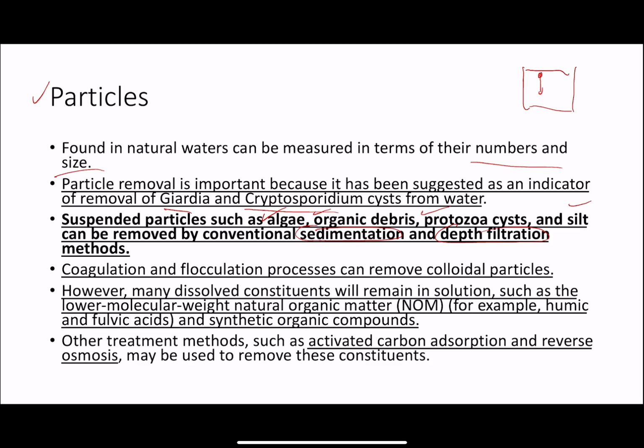There are other processes called coagulation and flocculation, and these processes can remove colloidal particles too. The problem here is that many dissolved constituents will remain in solution, such as the lower molecular weight natural organic matter, NOM, for example humic and fulvic acids, and synthetic organic compounds. There are other treatments available like activated carbon adsorption and my favorite one, reverse osmosis. This might be used to remove these colloidal and dissolved constituents.